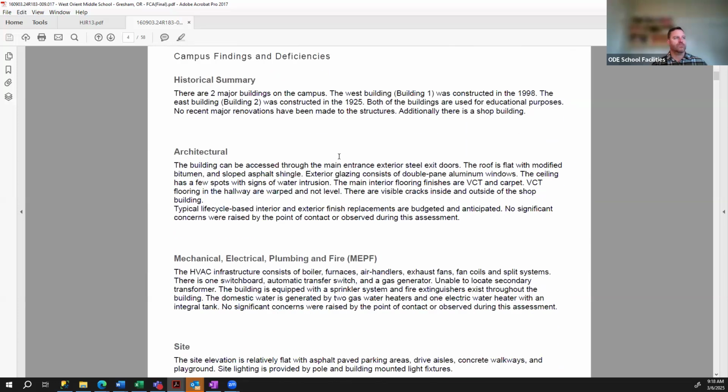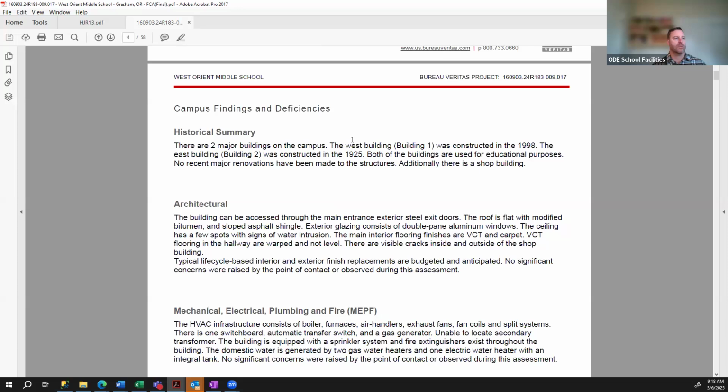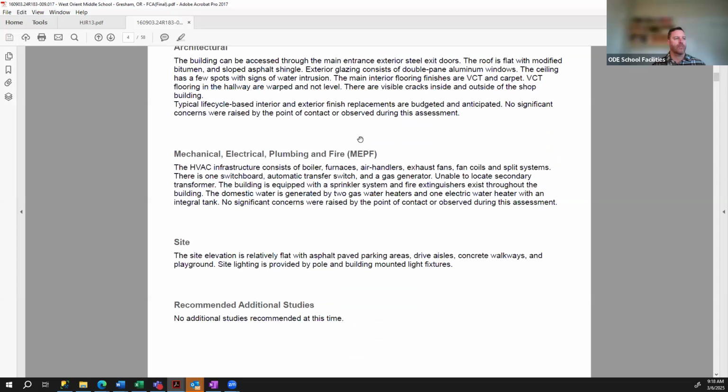So here's the campus makeup. This information here is essentially the makeup of the buildings, architecturally and mechanical, electrical, plumbing. So you want to look through this and make sure it actually is accurate.